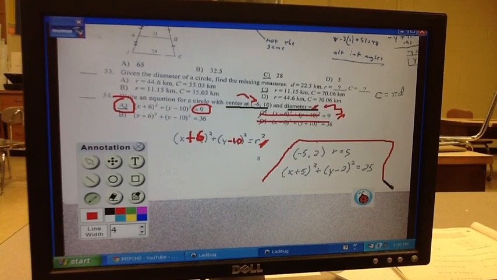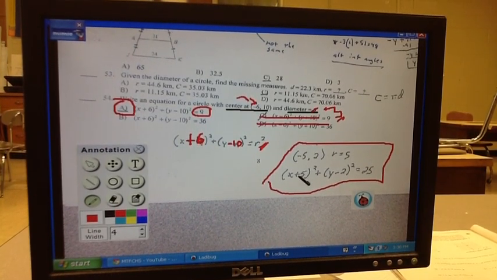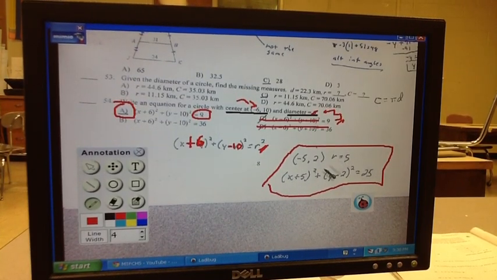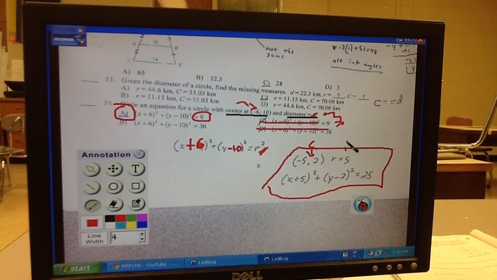Somebody actually asked to view another one, so I did it again. -3. Remember, that changed to +3, -2 changed to +2, 5, and 25. A little bit of extra given the center and the radius there.